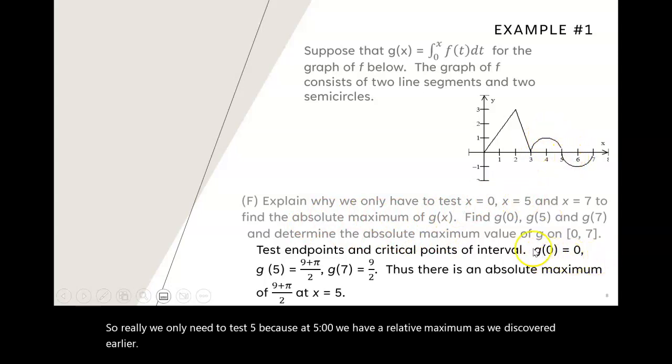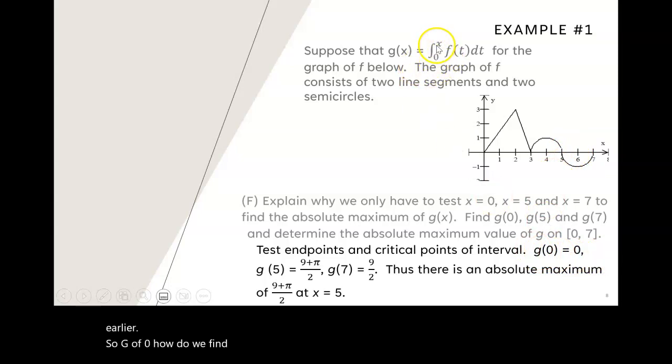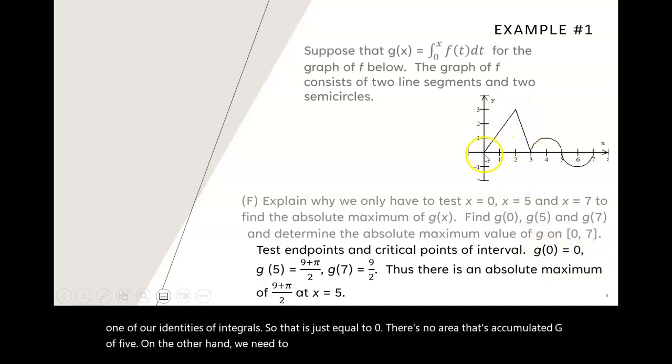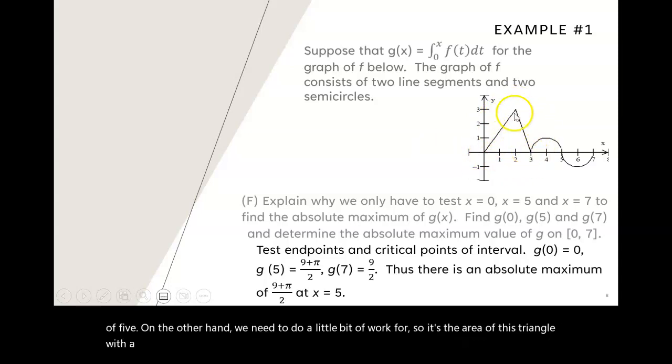So g of 0, how do we find that? Well, that's the integral from 0 to 0 of f of t dt, right? That's one of our identities of integrals, so that is just equal to 0. There's no area that's accumulated. G of 5, on the other hand, we need to do a little bit of work for. So it's the area of this triangle with a base of 3 and a height of 3. So this area of the triangle is 9 halves.